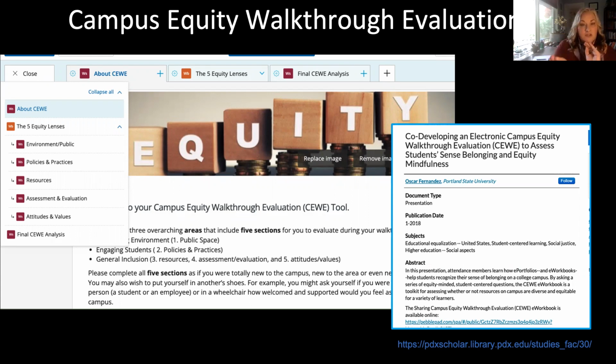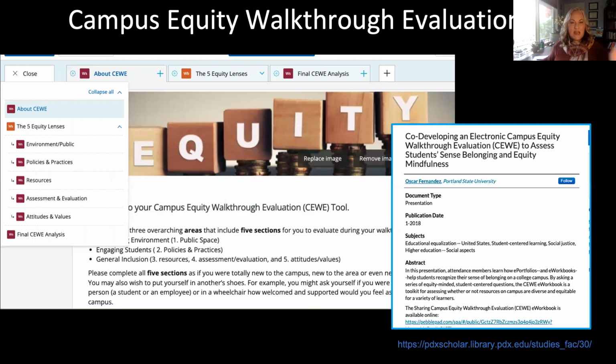And so if you are interested in taking a look at the early days of the campus equity walkthrough evaluation, there is a link to PDX Scholar in the lower right-hand corner. And we have since written the chapter that we just discussed, and I think it would be good for you to see how it has progressed over the last 3 or 4 years.